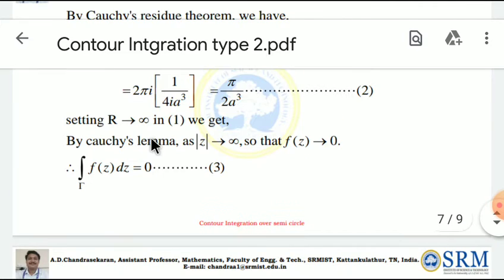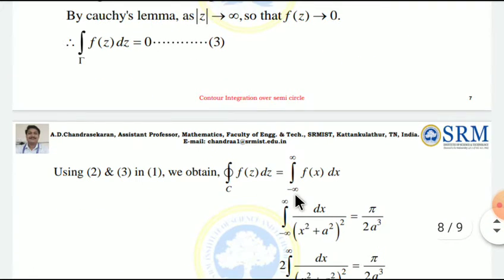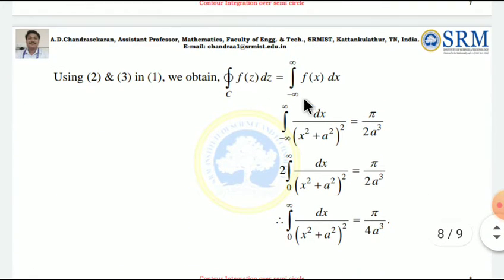Got it? R tends to infinity. What about the gamma value? Over gamma 0, this becomes the integral from minus infinity to plus infinity of f of x dx, because it is about the real axis. Now this is f of x, that is our question: dx by (x squared plus a squared) the whole squared is equal to the left hand side value.